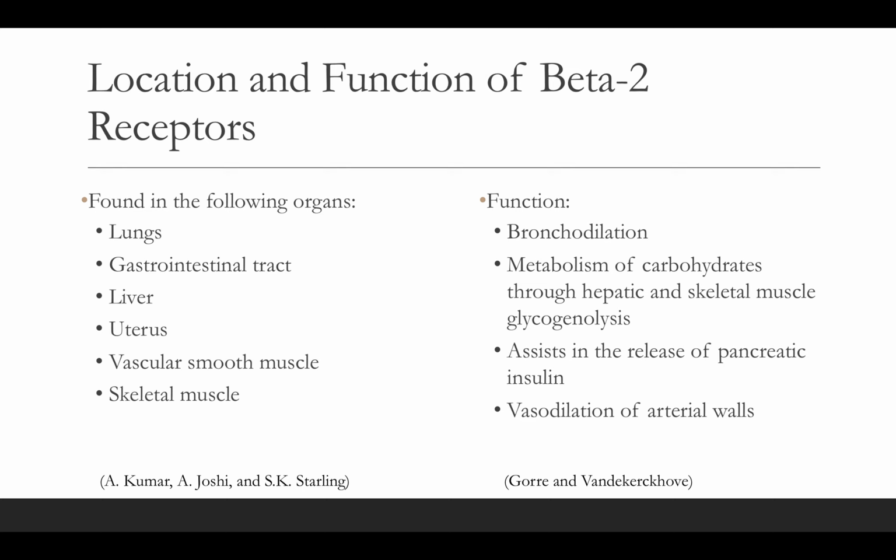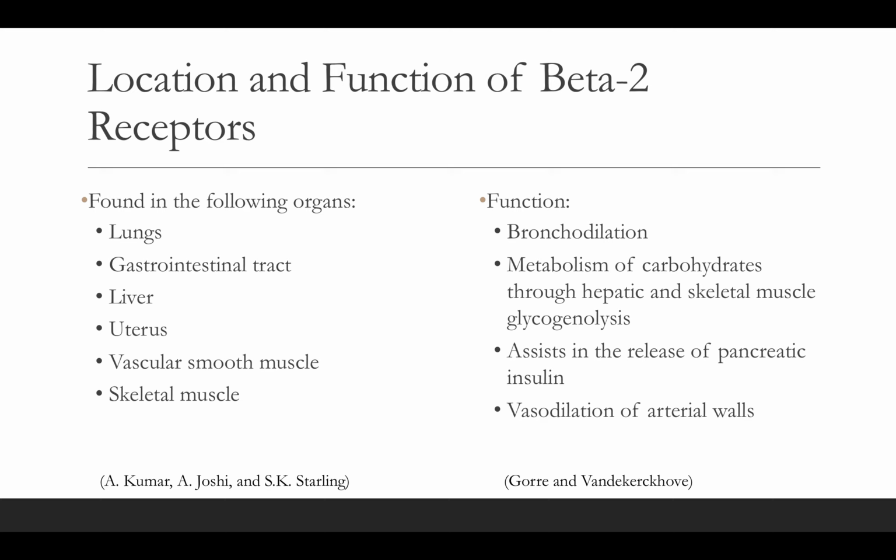Beta adrenergic 2 receptors are found in quite a few organs, more so in comparison to beta 1 receptors. They're found in the lungs, the gastrointestinal tract, the liver, the uterus, vascular smooth muscle, and skeletal muscle. They function in assisting with bronchodilation, metabolism of carbohydrates through hepatic and skeletal muscle glycogenolysis. They assist in the release of pancreatic insulin and in the vasodilation of arterial walls.